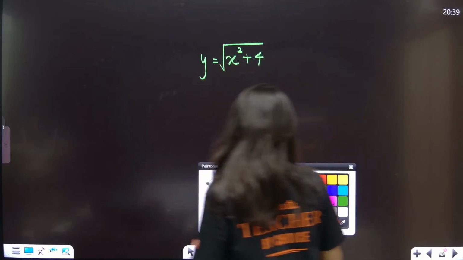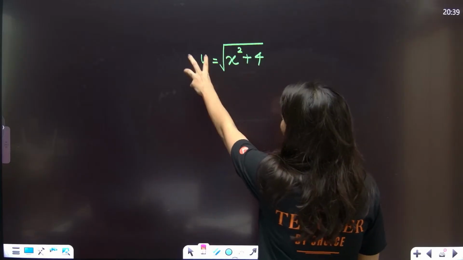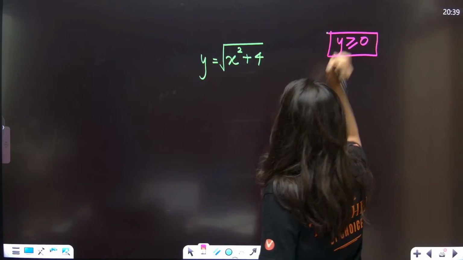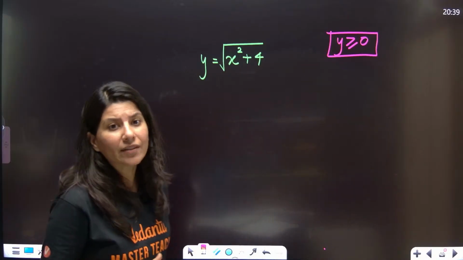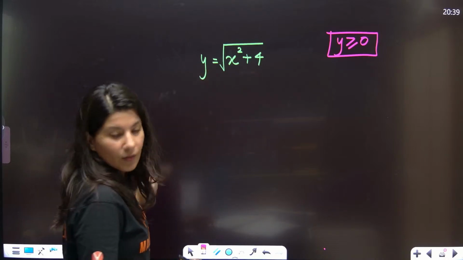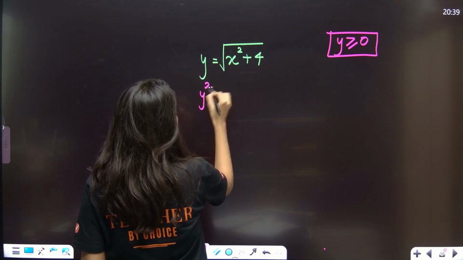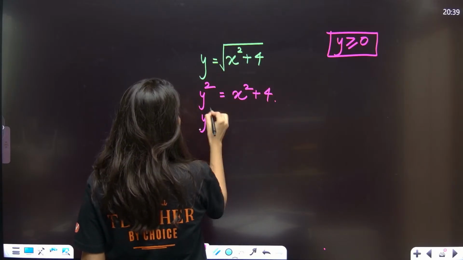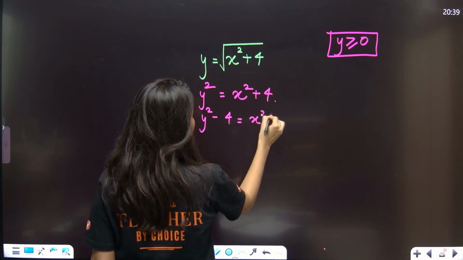First thing is clearly that y will always be greater than or equal to 0. Yes or no? y can never be negative. So that's the first thing, by looking here we can say. Now square both the sides. y square equals x square plus 4. So y square minus 4 equals x square.